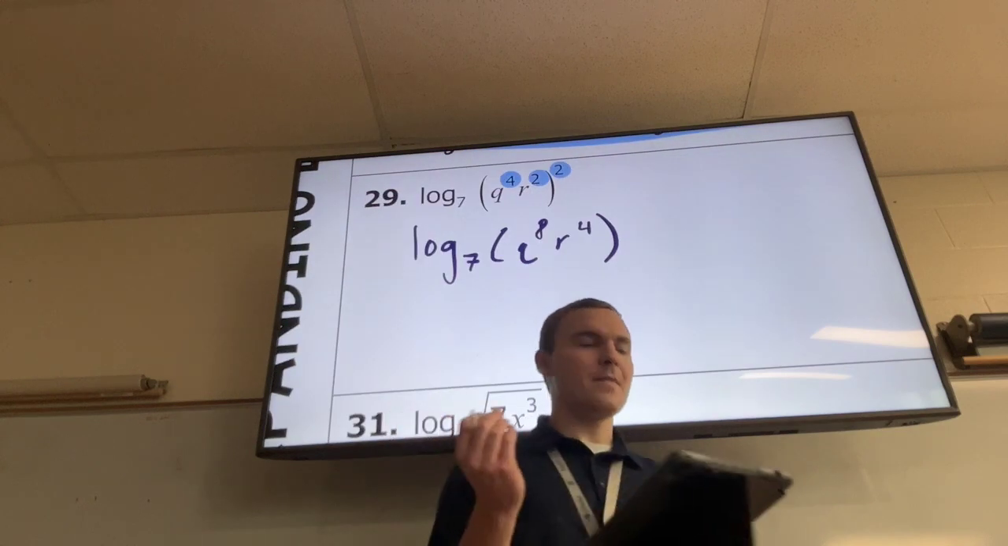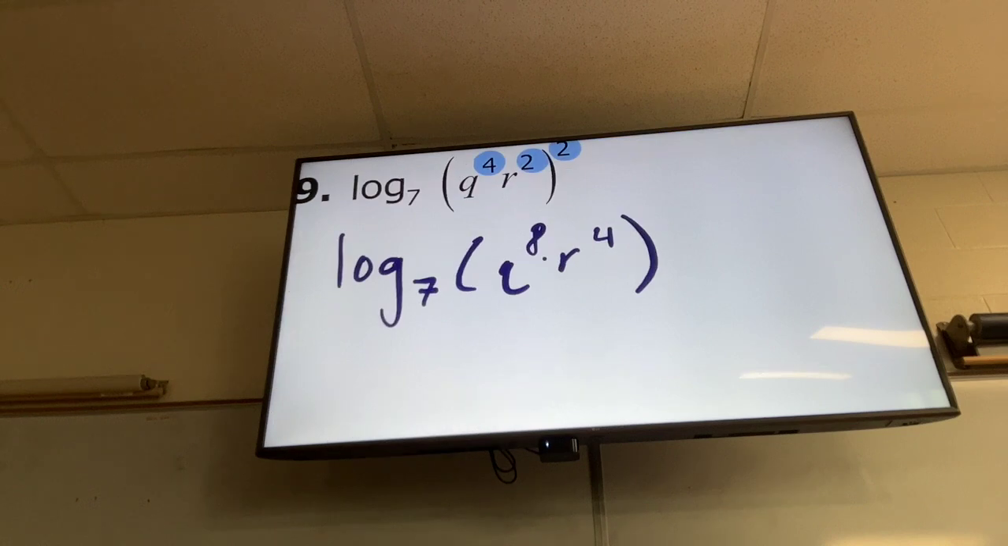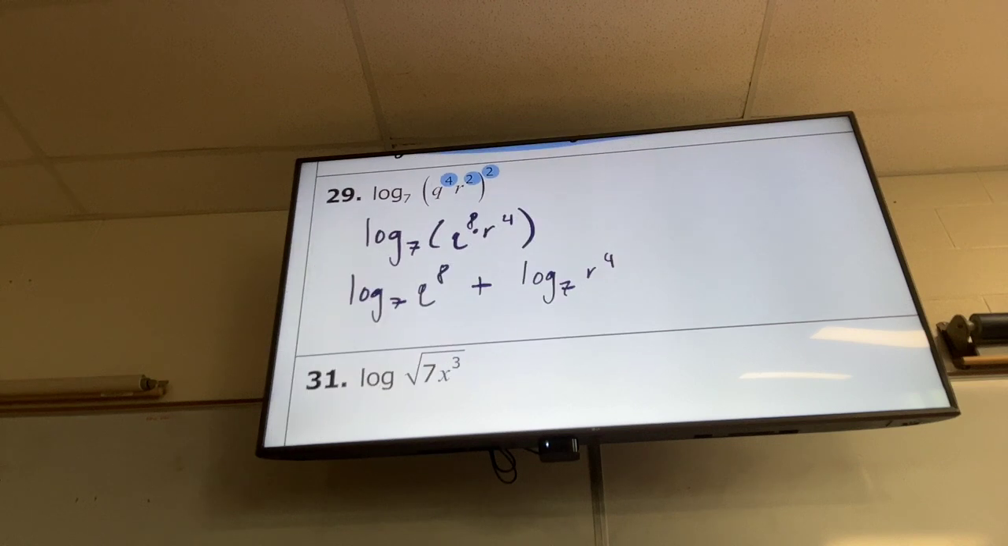Okay. Now it's a little better. How many logs am I going to have here? 2, right? Because I have two variables. Are they going to be separated by a plus or a minus? Plus, right? Because there's multiplication inside my parentheses. So it's going to be log base 7 of q to the 8th plus log base 7 of r to the 4th. What's my last step? Take the exponent out. 8 log base 7 of q plus 4 log base 7 of r.